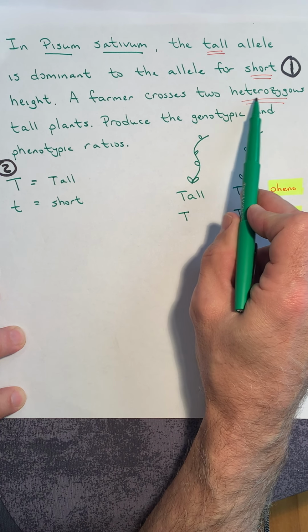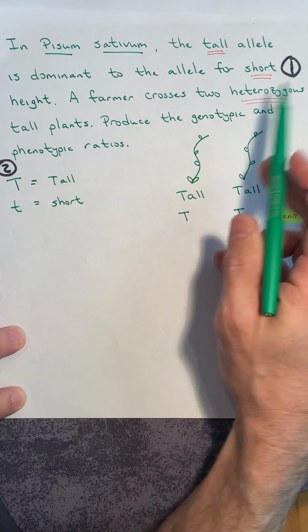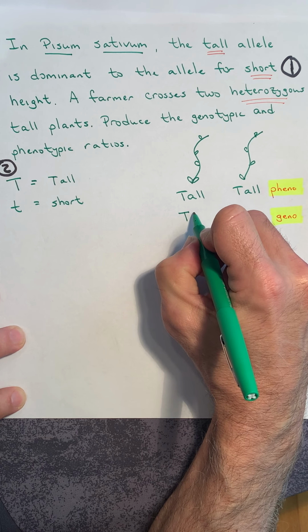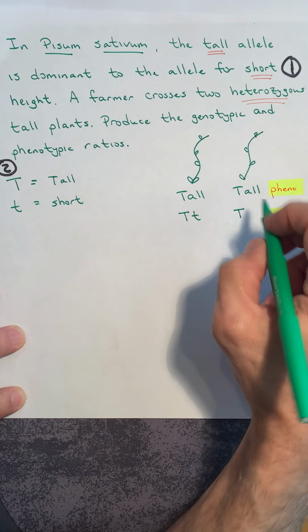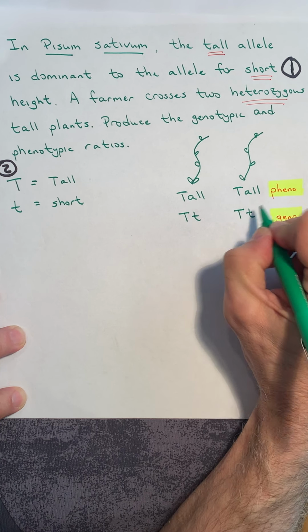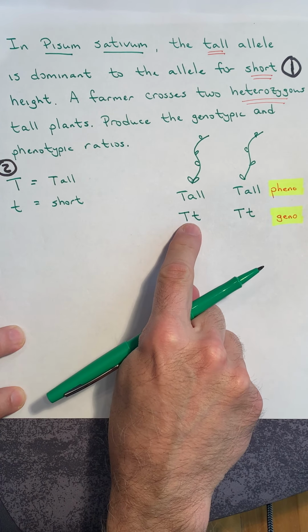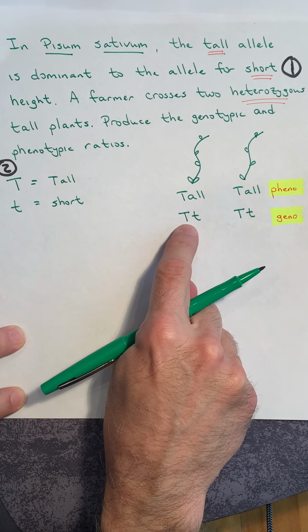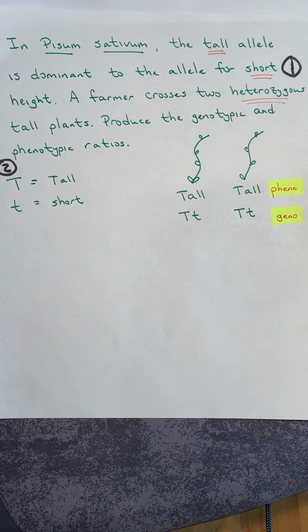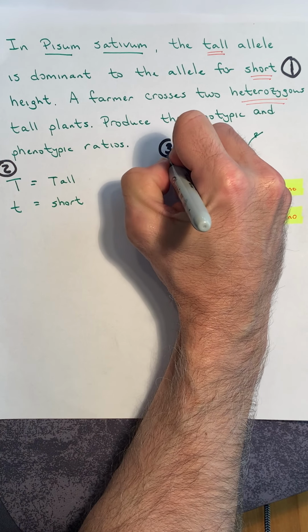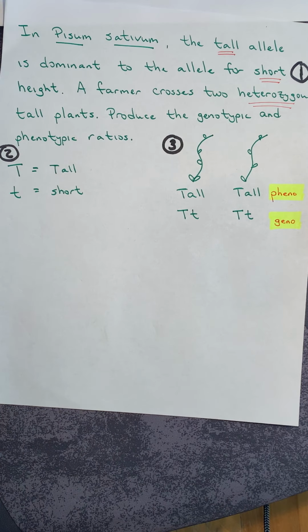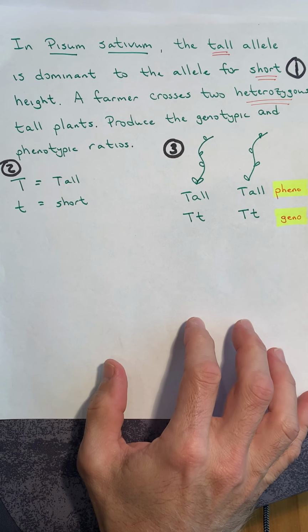So this tells us that the alleles are different, which means that down here it is big T, little t. And then it says that both plants are heterozygous tall. Thus they are heterozygous tall, genotype, phenotype. So drawing out the parents and drawing out their phenotype and their genotype is the third step.